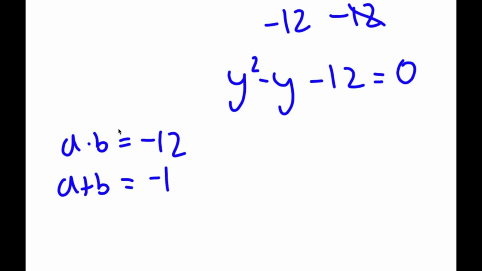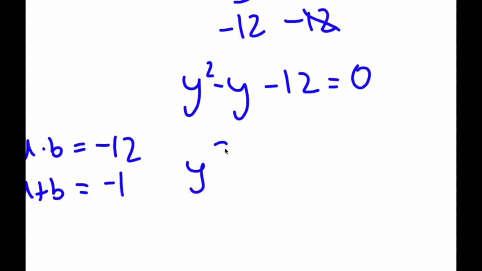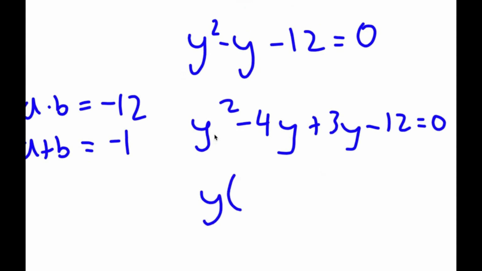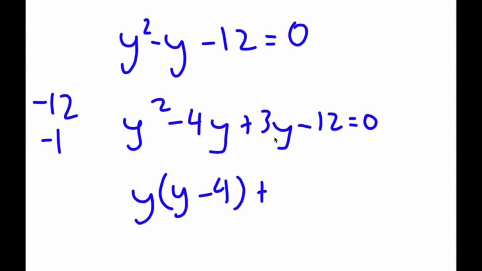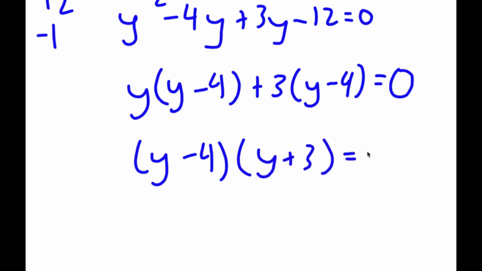Well, negative 4 and 3 work because negative 4 times 3 is negative 12, and negative 4 plus 3 is negative 1. So now I have y squared minus 4y plus 3y minus 12 is equal to 0. Now if I factor out y from y squared minus 4y, I get y times y minus 4, plus the greatest common factor of 3y minus 12, which is 3, so I get 3 times y minus 4 is equal to 0. Now I'm going to factor out y minus 4. So I get y minus 4 times y plus 3 is equal to 0.